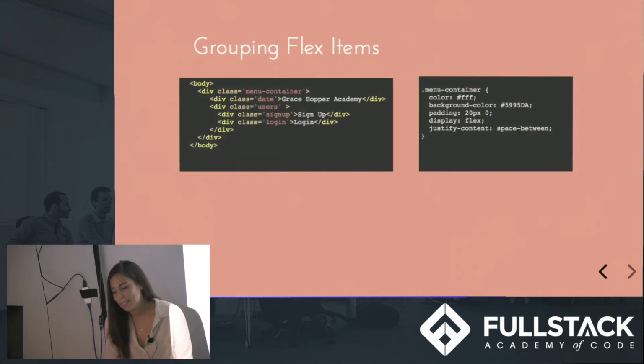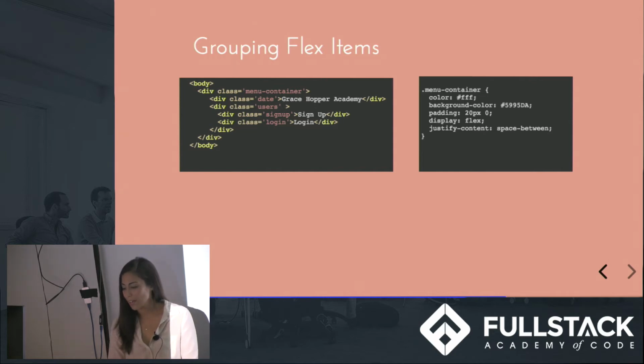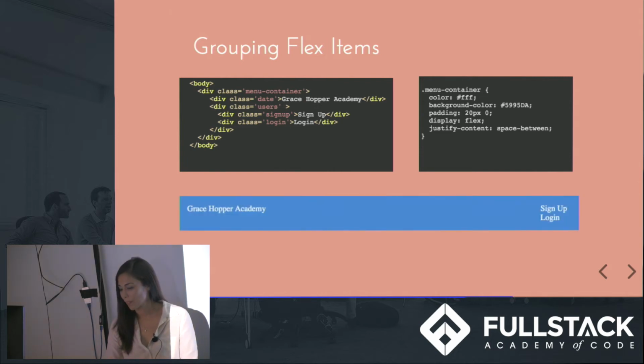Looking at our previous example again, I modified our HTML, so two of our 3 flex items are wrapped in a div with the class users. Thus, our original container now has only 2 children instead of 3. If I set justify content to space between, the 2 children will be displayed on opposite ends of the page, like so.